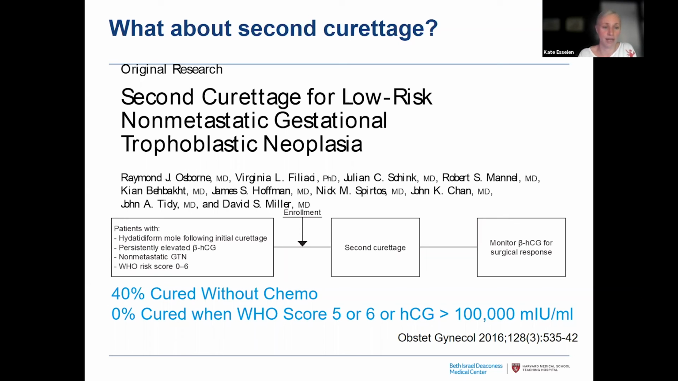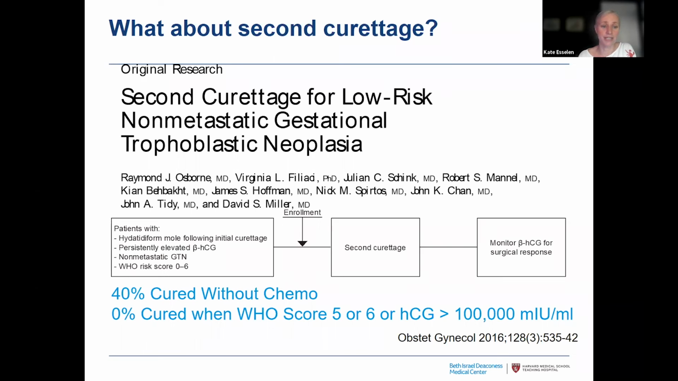There was a group that studied second curettage for low risk gestational trophoblastic neoplasia. They enrolled patients who had a mole following their initial curettage. So this is their GTN presentation. Their HCG was still elevated. They had non-metastatic disease, no evidence of METs anywhere. So our patient, if we call her vaginal METs, may not have qualified. But her risk score would have been 0 to 6. They did a second curettage and showed that about 40% of those patients, and again, this was only about 60 patients, were cured, meaning their HCGs then went to normal and stayed normal without needing any chemotherapy. So for certain patients, this may be an option.